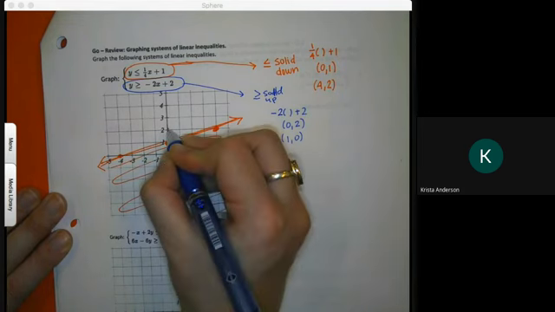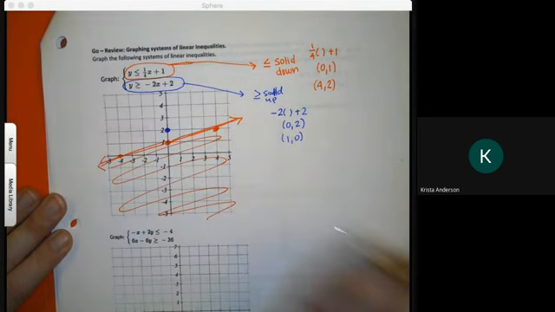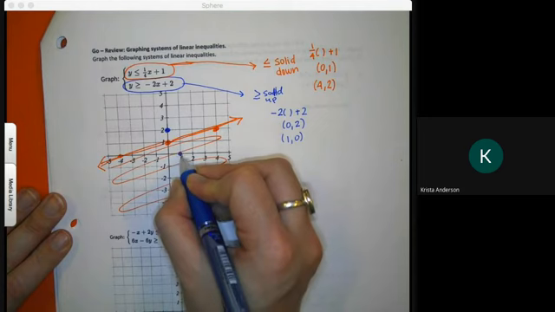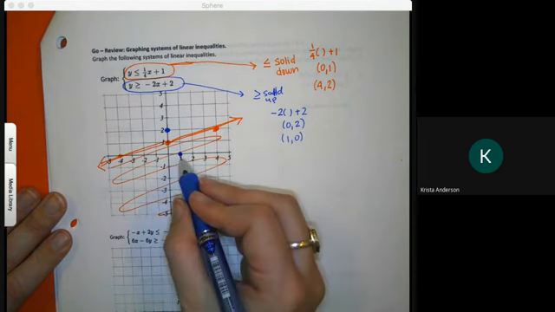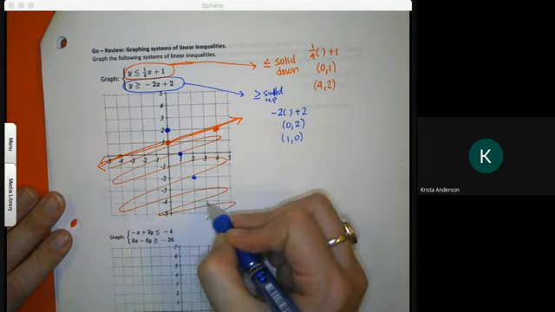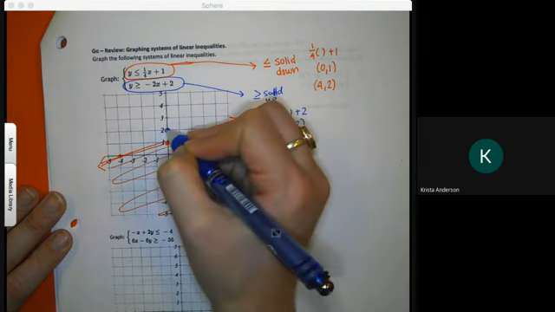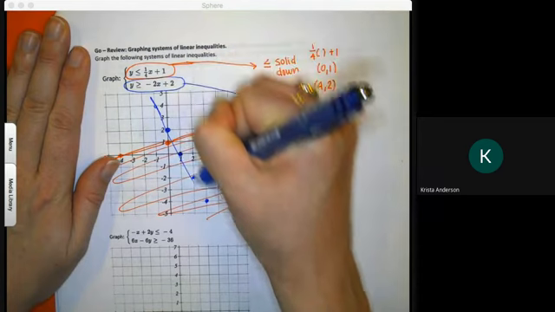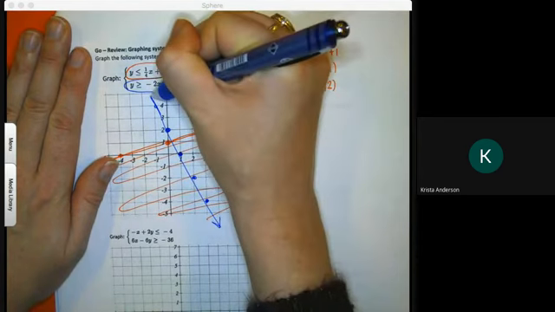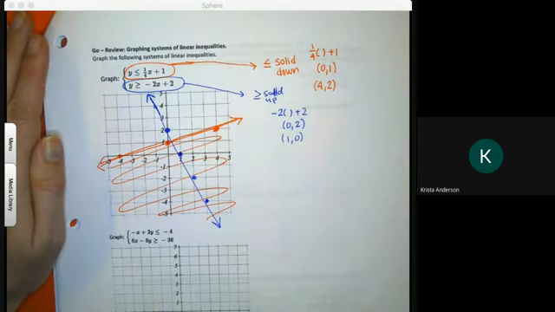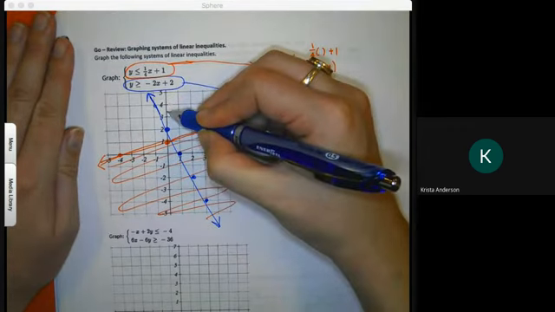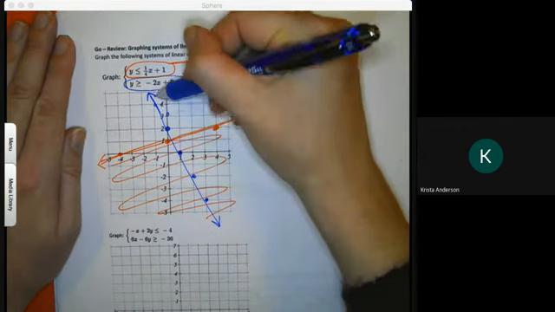0, up 2, put a dot. 1, 0, put a dot. If you want to fill in, your computer should fill in automatically. Solid line, and I shade up. So I would go up from my dots and click, and it should auto shade for you.